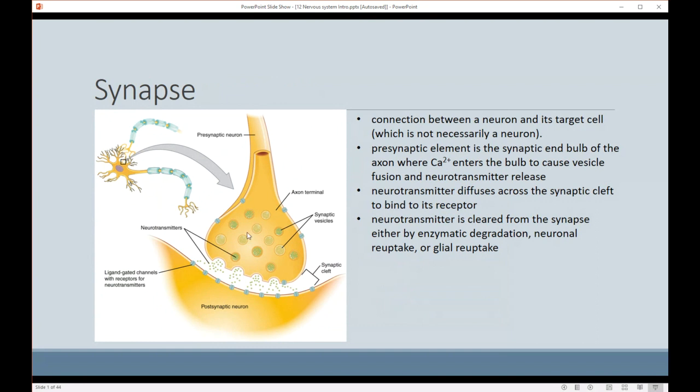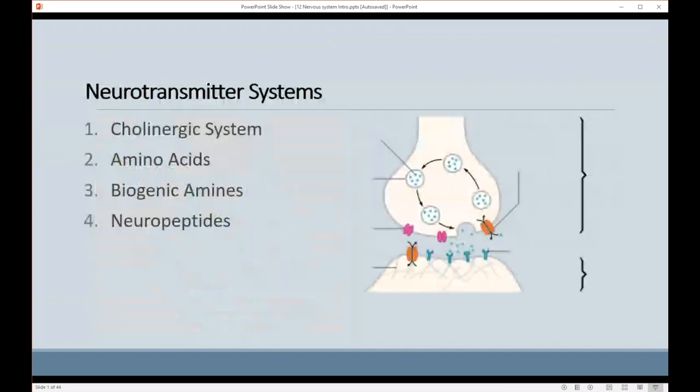The presynaptic element is the synaptic end bulb here. That's where calcium is going to enter, and it causes these vesicles to release those neurotransmitters. Those neurotransmitters are going to diffuse across the synaptic cleft. They're going to bind to those receptors over here, and they open up those ligand-gated channels. Once we're no longer releasing, because the stimulus has stopped, we can do enzymatic degradation, neuronal reuptake, meaning that the neurons are going to reuptake it, or glial reuptake. So the glial cells are going to pull back those neurotransmitters.